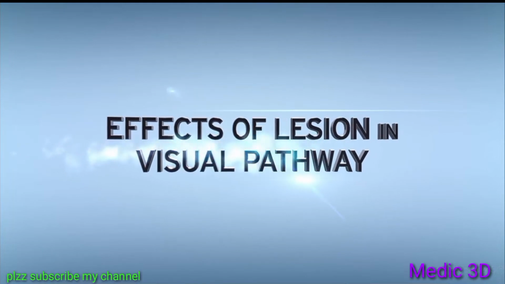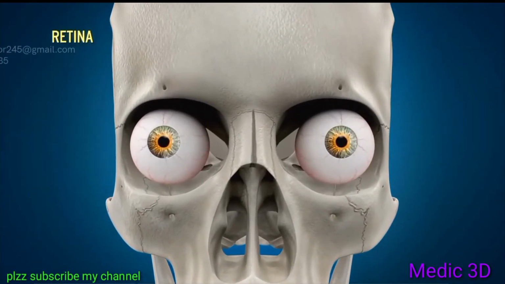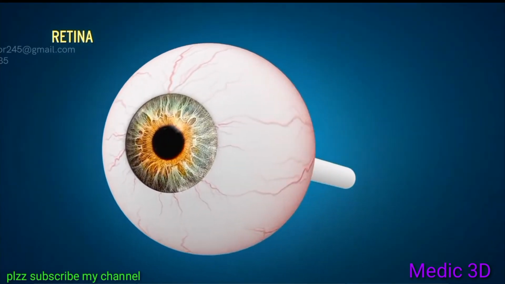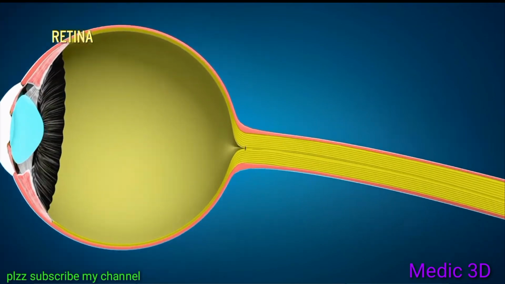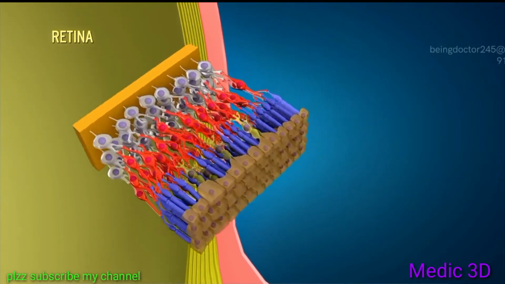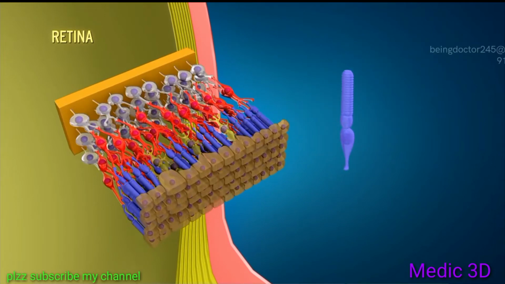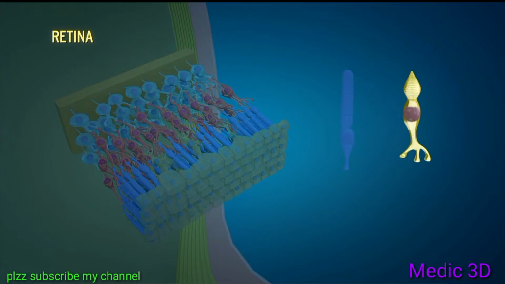Retina. Photoreceptors or receptors for vision are present on retina. The photoreceptors are rods and cones.